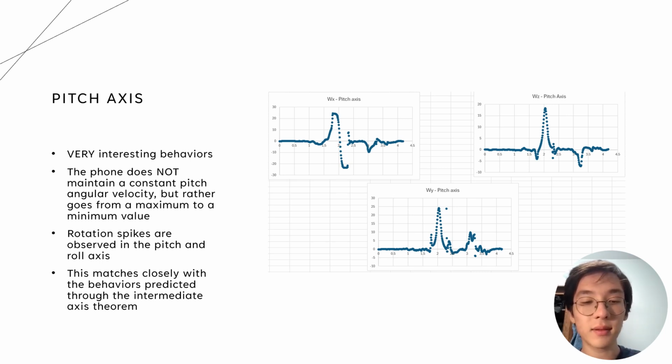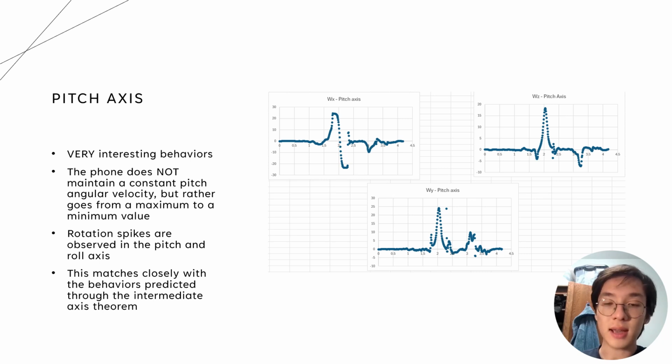These rotation spikes are observed in the pitch and roll axes. The pitch axis, instead of being at a constant setting, goes from a maximum and then goes down to a minimum. This suggests that the rotation is starting at a high level at the pitch axis, and then it will slow down and then speed up in the opposite direction.